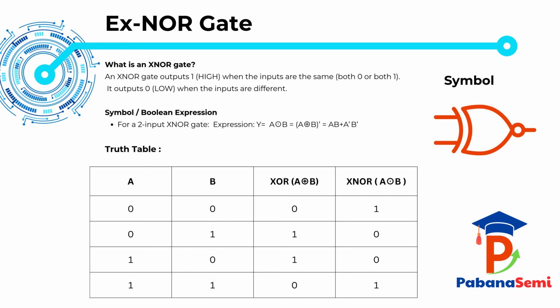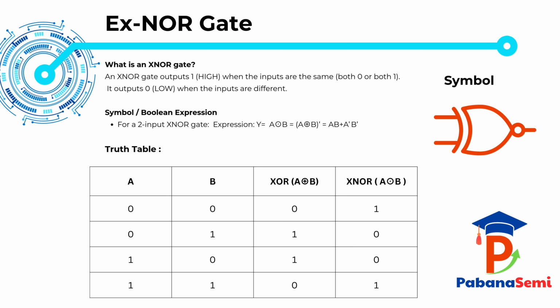Now, look at the Boolean expression. XNOR is the inverse of XOR. So we can write it as y equals (A XOR B) prime. Another equivalent form is y equals AB plus A prime B prime. This form clearly shows why the output becomes 1 in the two matching cases, both 1s or both 0s.